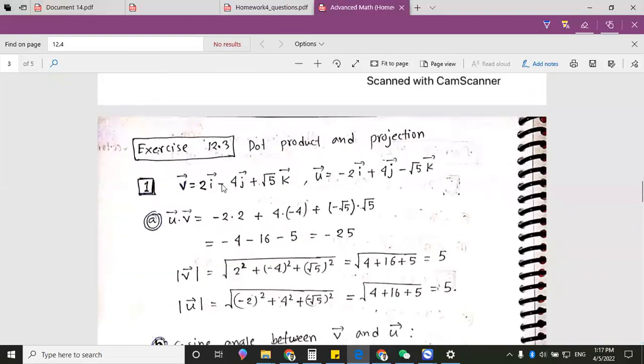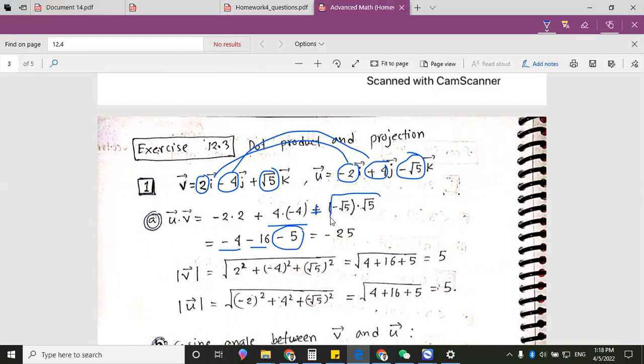So we just multiply the corresponding entries. Here is 2 and here is minus 2, so we multiply i with i. Minus 2 multiply 2, it will be minus 4, and then we multiply j with j. So minus 3 multiply 4, it will be minus 12, and then plus root over 5 multiply minus root over 5. So it will be minus 5. Okay, so let me explain this part.